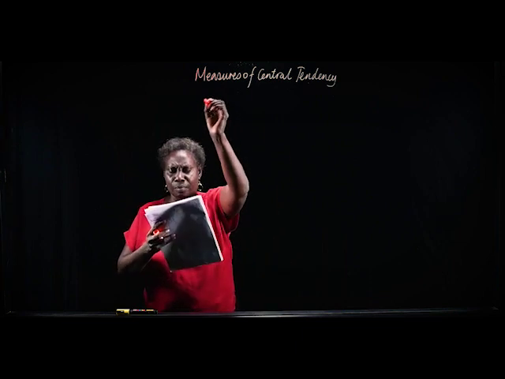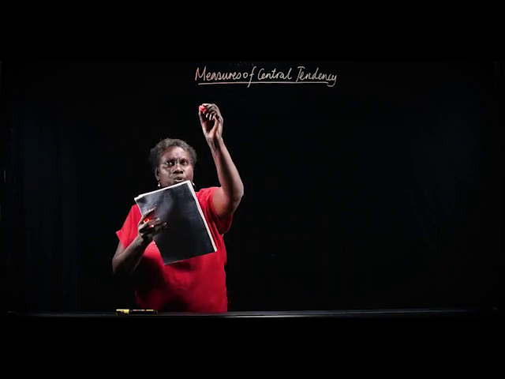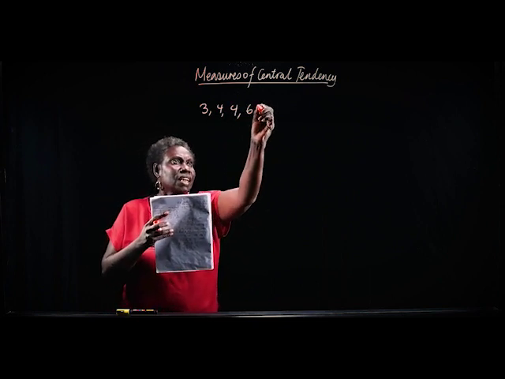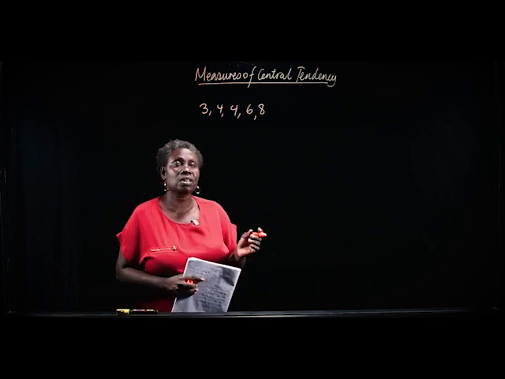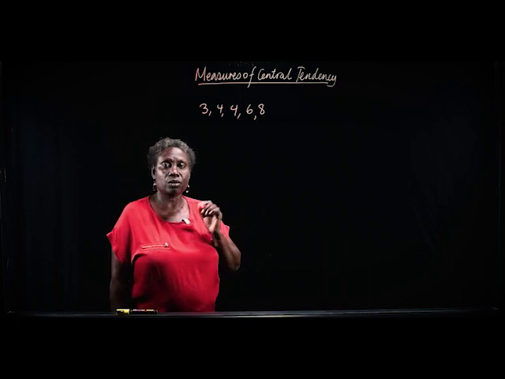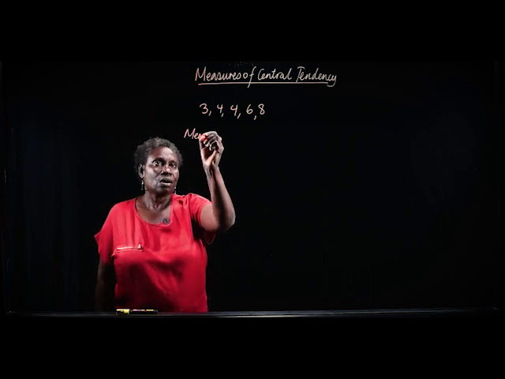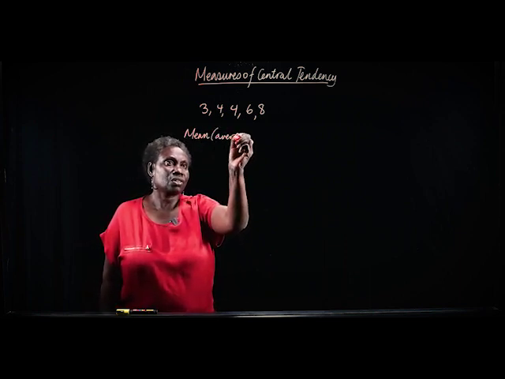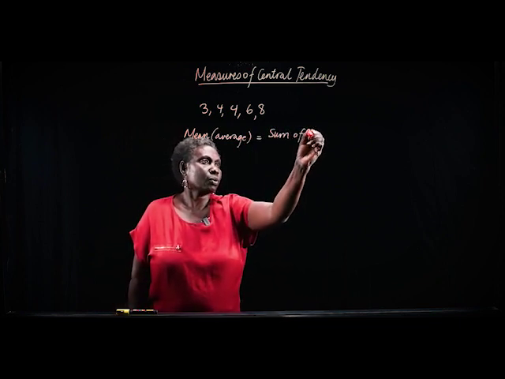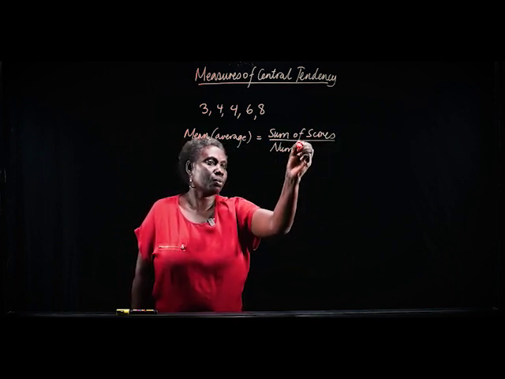Let's say I have the scores 3, 4, 4, 6, and 8. Now, I will work out what the mean of this set of scores is. Okay, so the mean, or we can say the average, is equal to the sum of scores over the number of scores.